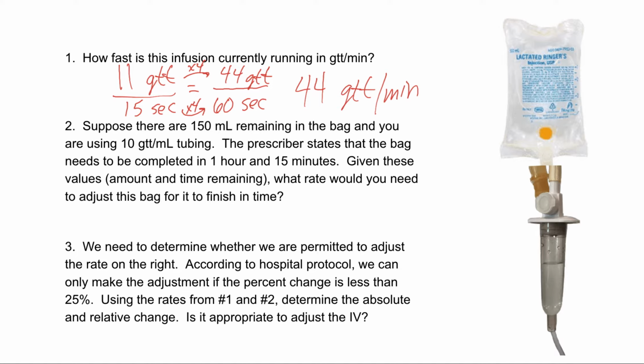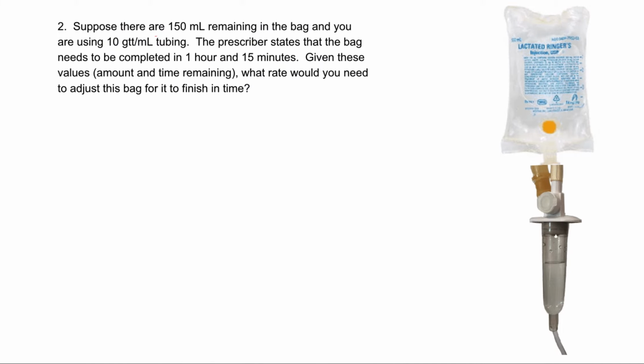Now, according to the second problem, which we're going to flip over to the next screen, we're going to come back to this 44. But what I know is, according to what's left, there's 150 mLs remaining. I'm using tubing where there's 10 drops per mL. And I need this to finish in 1 hour and 15 minutes. That's how long I would like this to finish in. So if these are my parameters, I want to know what is the adjusted rate if I want 150 mLs to be infused in 1 hour and 15.